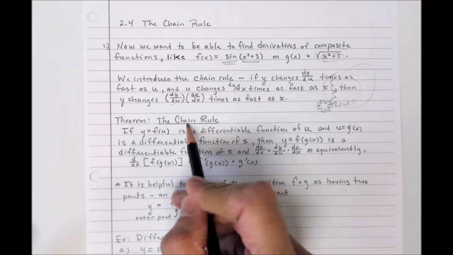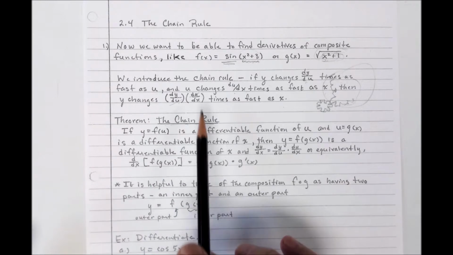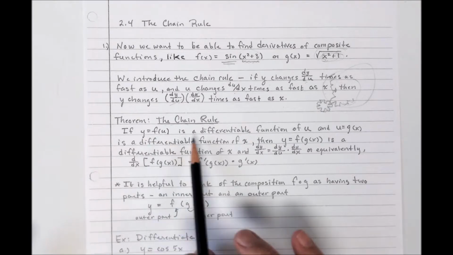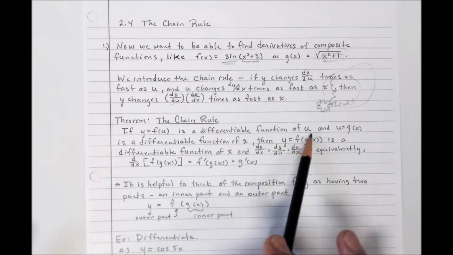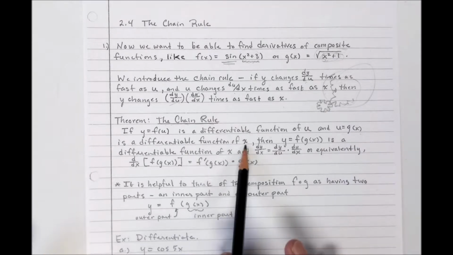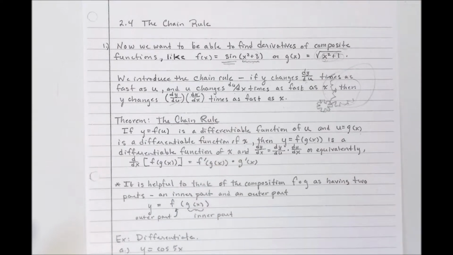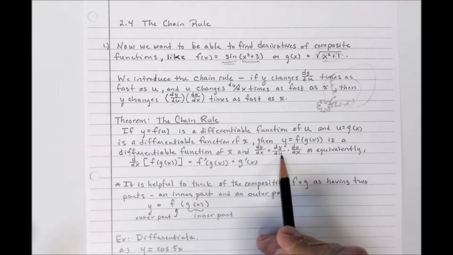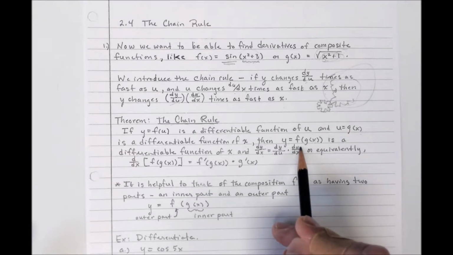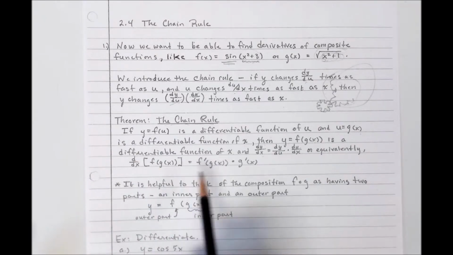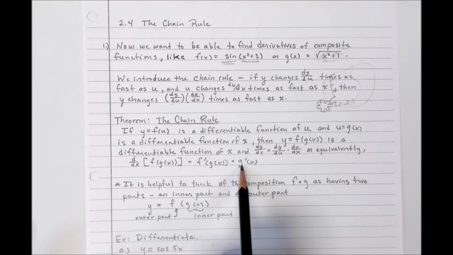The theorem is called the chain rule because it has links that join together to make the derivative. If y equals f of u is a differentiable function of u, and u equals g of x is a differentiable function of x, then y equals f of g of x is a differentiable function of x. And dy dx is equal to dy du, that's the derivative of the outer function with respect to the inner function, times du dx, which is the derivative of the inner function with respect to x. Or equivalently, the derivative with respect to x of f of g of x is f prime of g of x, the derivative of the outer function with respect to the inner, times the derivative of the inner function with respect to x.